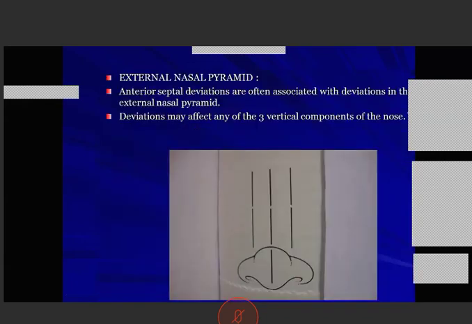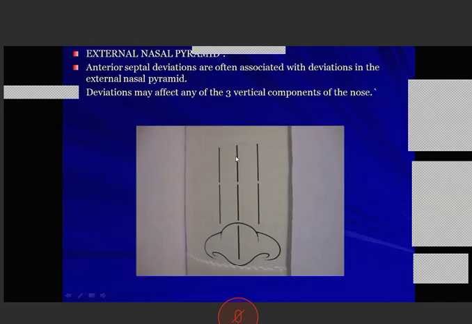So this is how the external nasal pyramid will be. This is the bony part and this is the cartilaginous part. This is the bony part of the external nasal pyramid, and this is the cartilage.